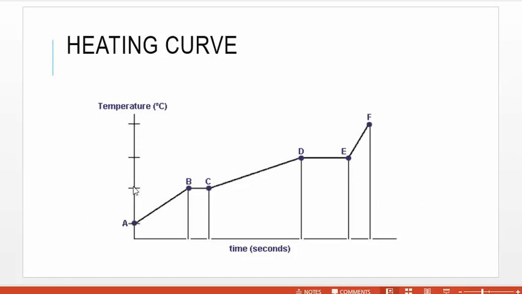So with that being said, if this temperature was 0 degrees, I know that this substance is probably water because this is the melting point, which would also mean the freezing point. And I know water's boiling point is 100, which means that D to E would be 100 degrees Celsius because that's the boiling point or also the condensing point.